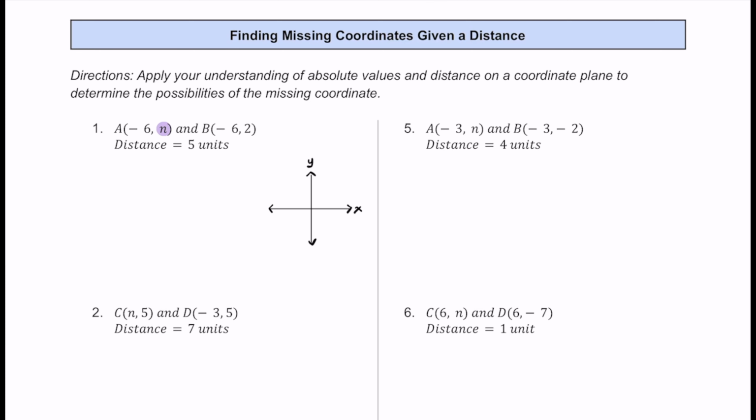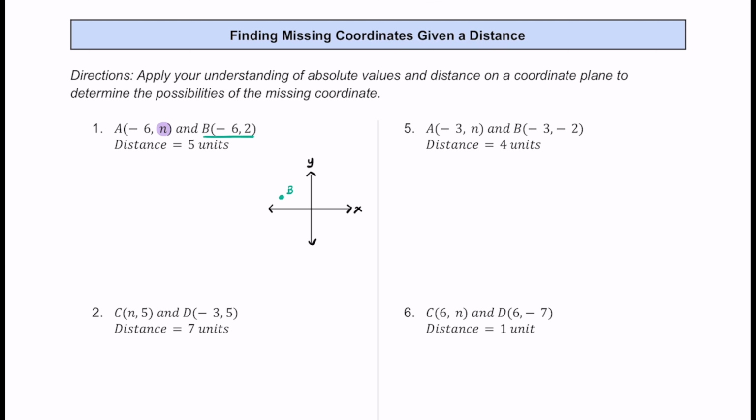So we can't plot point A because we don't know the value of n, but we can start with plotting where point B is. Now point B is going to be located at (-6, 2), which is really just 6 units to the left and then 2 units up, so maybe something like this. We can go ahead and label that as point B.